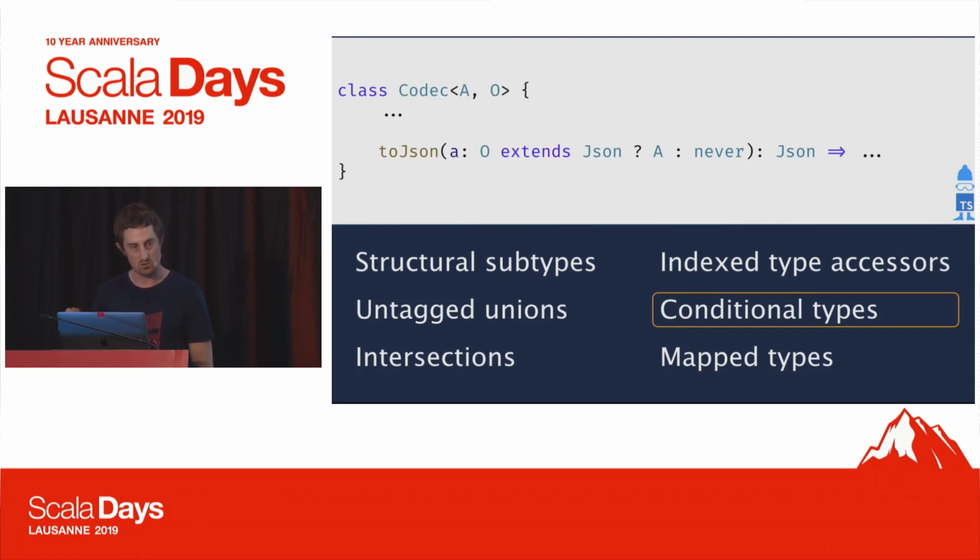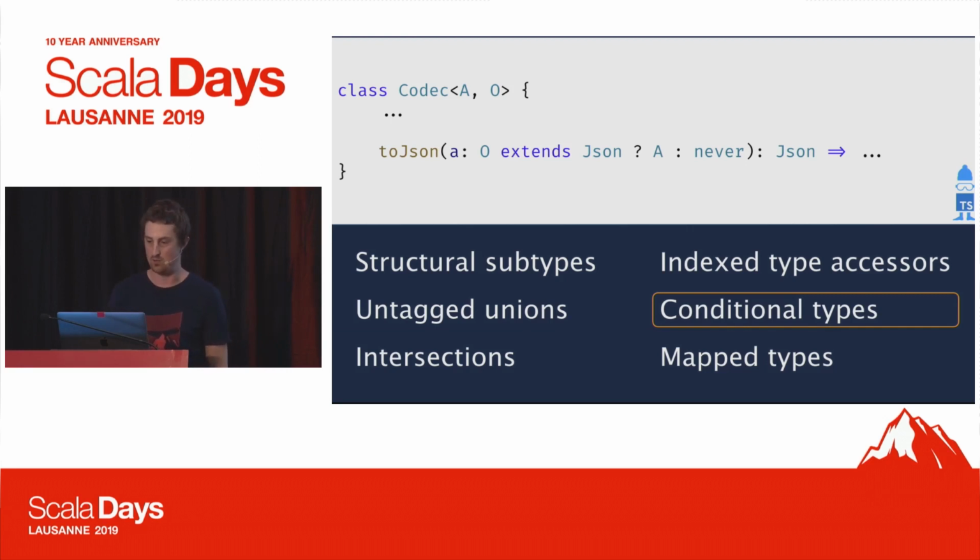TypeScript has conditional types, which are similar to Scala 3's match types. Example here is, say I have a codec, which is a way of getting from a type A to some sort of binary or other serialization type O and back again. I might want a convenience method toJSON on this codec, which is only applicable to a codec where type O is a subtype of JSON.